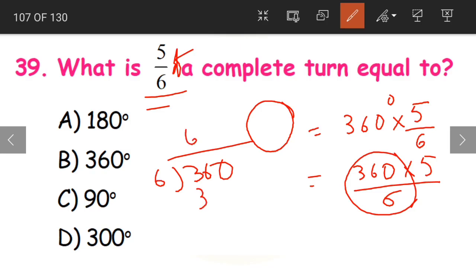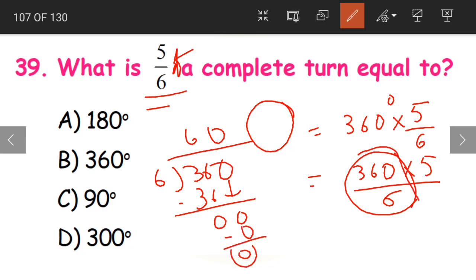We have 6 sixes are 36. When we subtract, 0 is remaining. 0 brought down. 6 zeros are 0. So what is this, children? 360 divided by 6 is equal to, our quotient is 60.